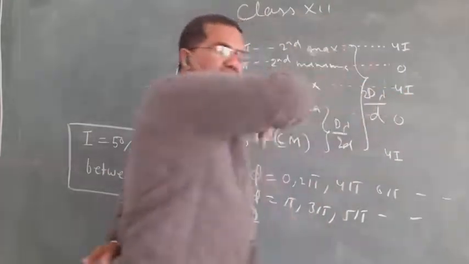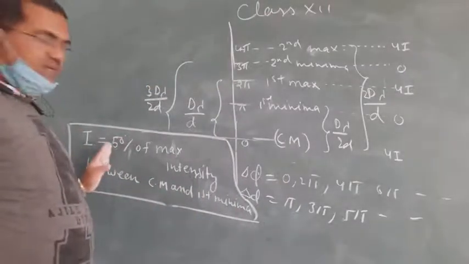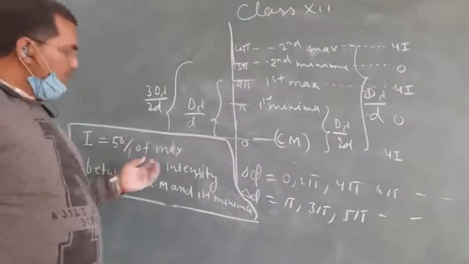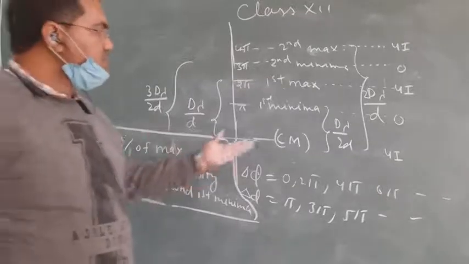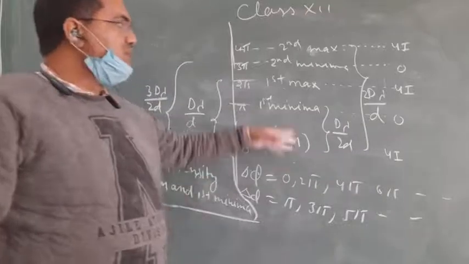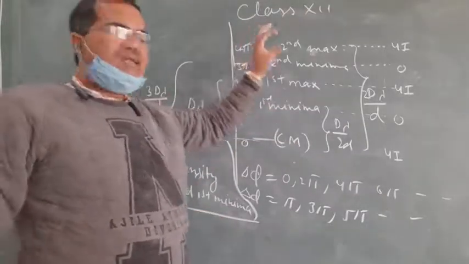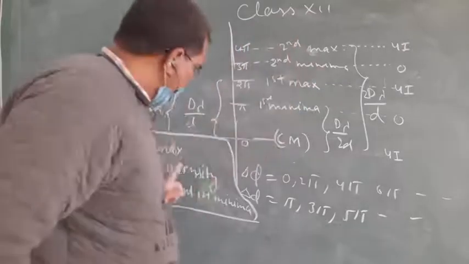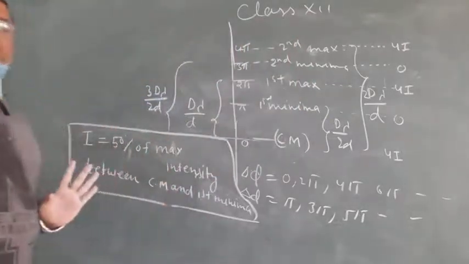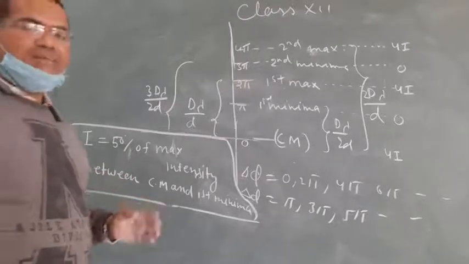So there are many solutions, but you have to find the intensity of the interfering wave that is 50% of maximum intensity in between central maxima and first minimum, because there are infinite solutions. In every region you can get 2i intensity, that is 50% of maximum intensity. Okay, this is the question. This is a very important question.